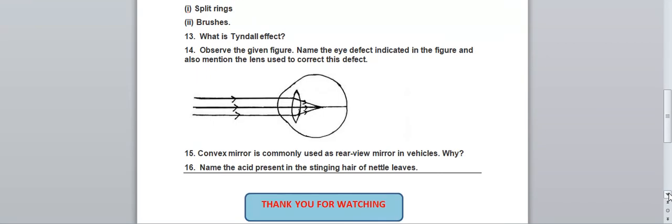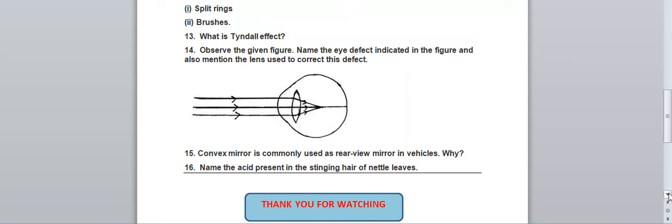Observe the given figure. Name the eye defect indicated in the figure, and also mention the lenses used to correct this defect. This topic is very important from your exam point of view, and this is from the lesson human eye and the colorful world, defects of eyes. Every year this question is asked in one or the other form, and according to this question we have to write the name of the defect and which lens we should use to correct this defect.